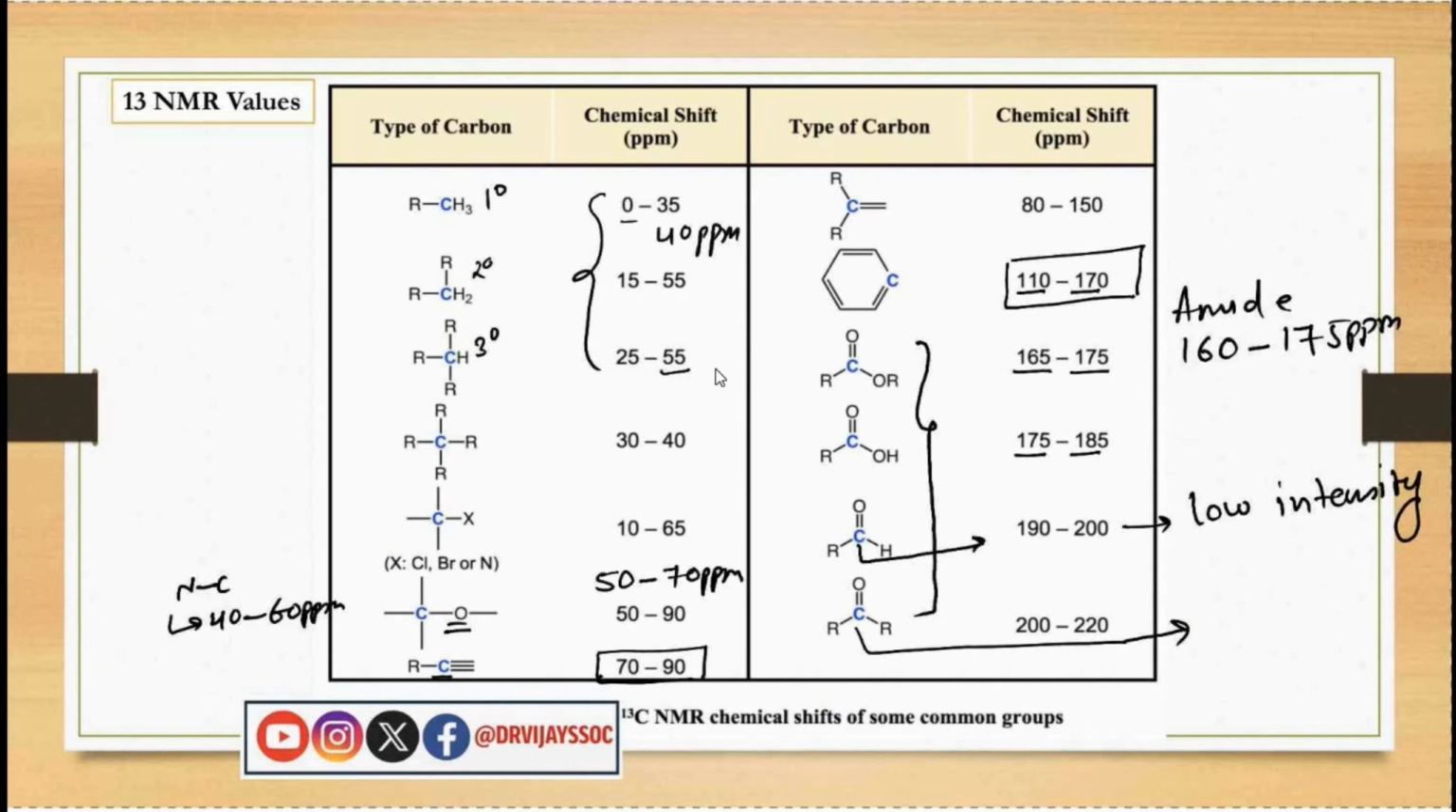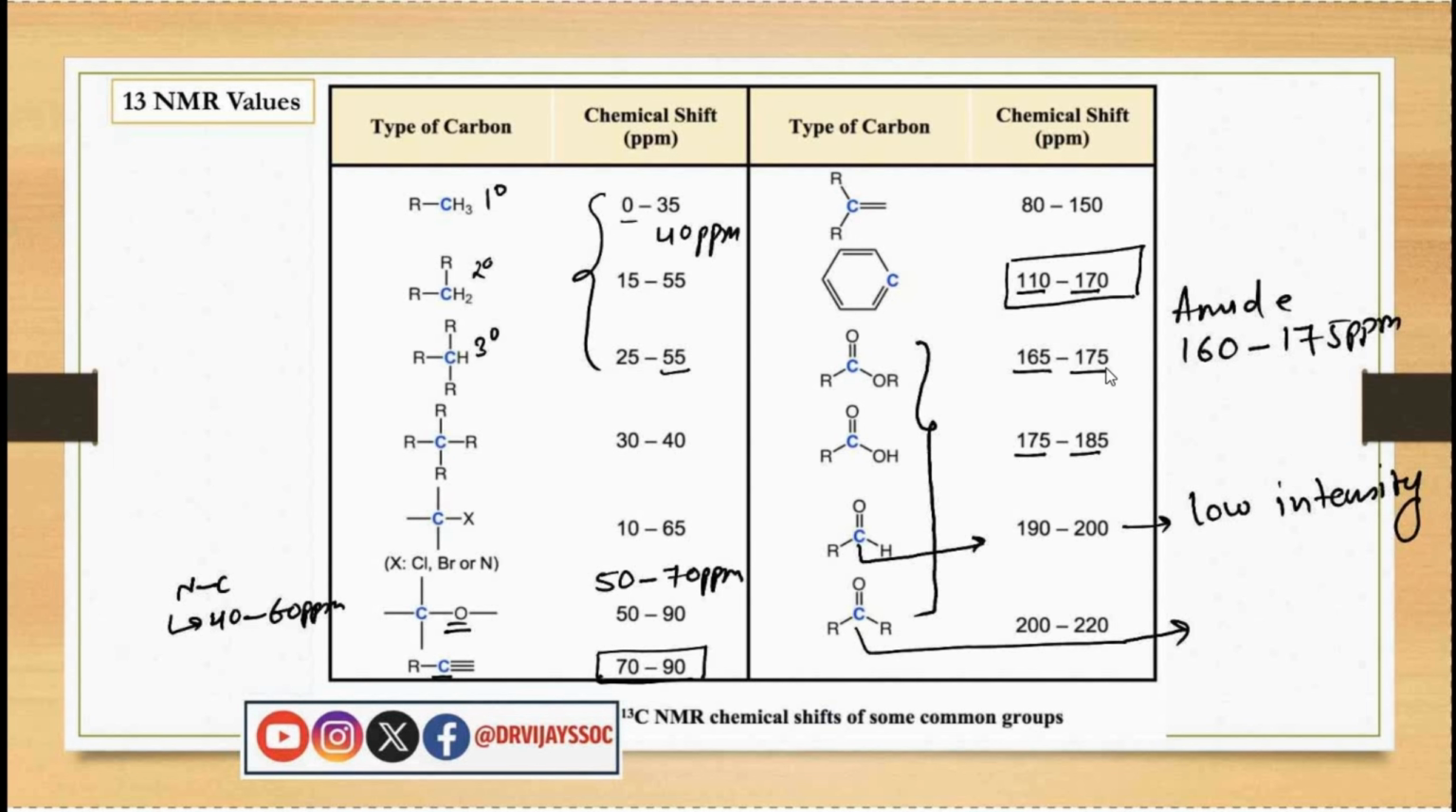Tertiary is coming maximum 55 ppm. When it is connected to oxygen, then it comes from 50 to 70 ppm more often, but it could go to 90 ppm depending upon the structure. Acetylene carbon comes from 70 to 90 ppm, and benzene carbons come from 110 to 170. These values for the functional groups are very important to remember.